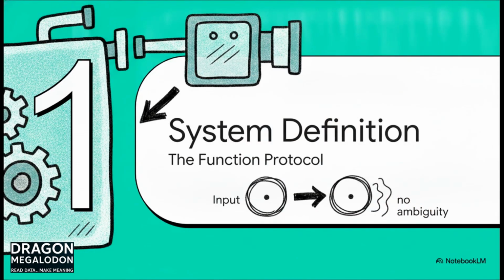Section 1. System Definition, the function protocol. Let's strip away all the noise here. A function is basically just a strict machine operation. It's a super tight algorithm. You feed it an input number, usually our x values, right? And it exactly maps to one and only one specific output number, our y values. One input, one output. No ambiguity, zero confusion.